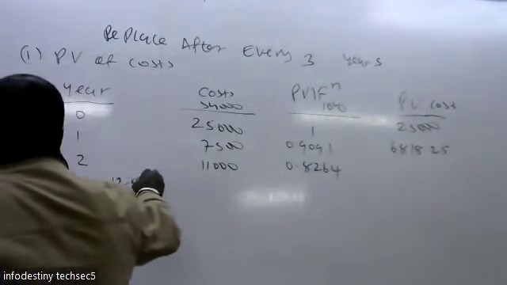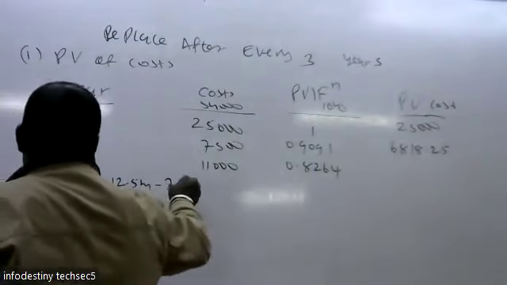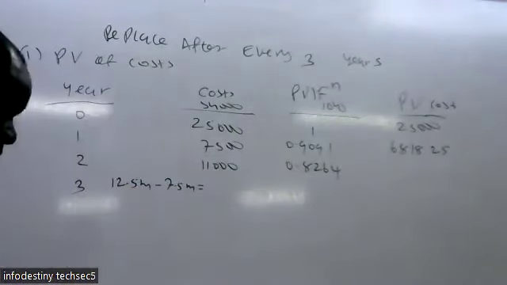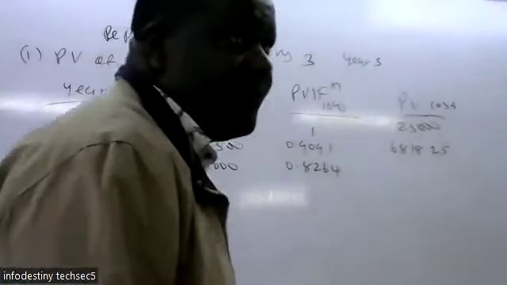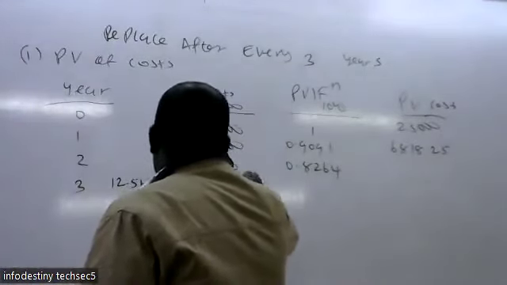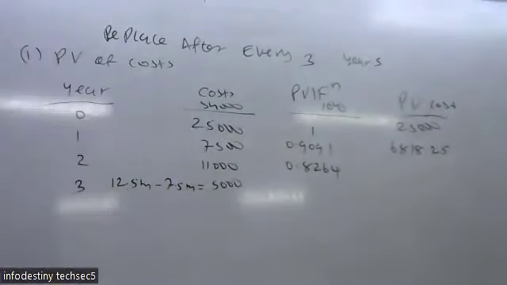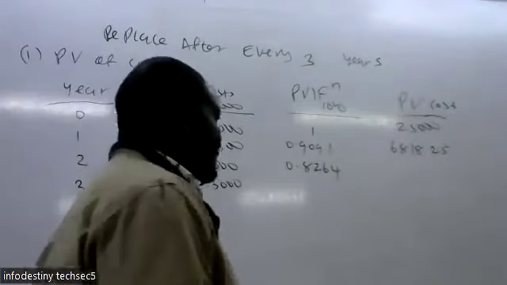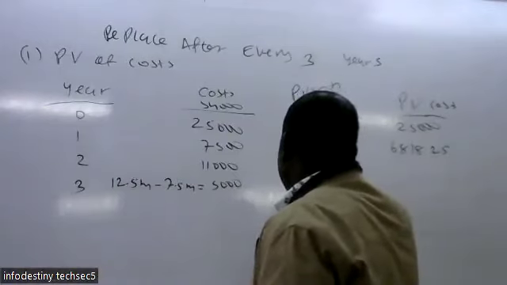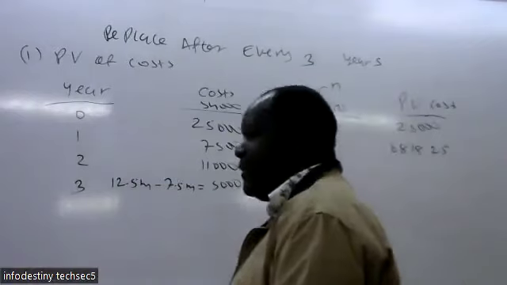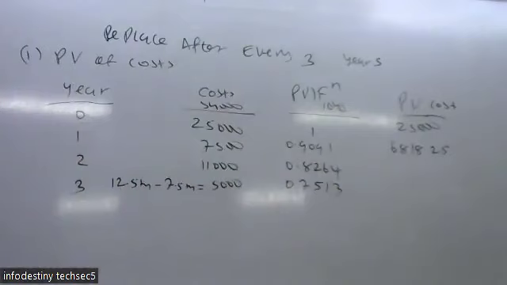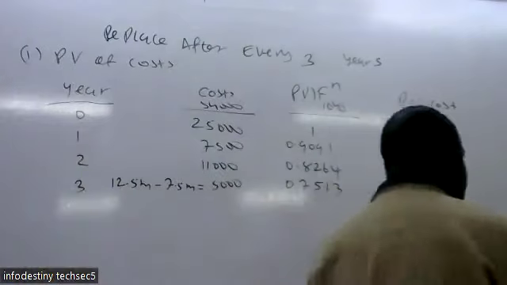So this is 12.5, so we subtract 7.5. So that difference will be which by? Should be 5. So what is there as 10% in the other? 0.7, 0.7512. So this year 2 should give you how much?